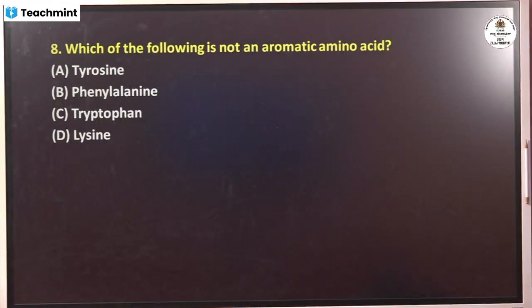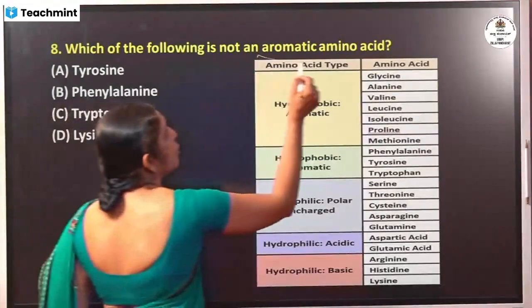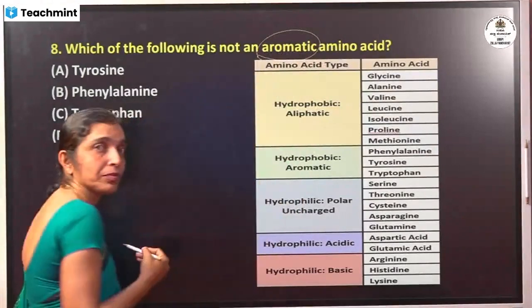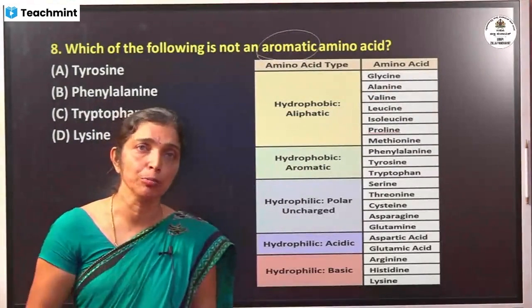Which of the following is not an aromatic amino acid? Tyrosine, phenylalanine, tryptophan, and lysine. Now, first thing, what do you mean by an aromatic amino acid? An aromatic amino acid is an amino acid with an aromatic ring.